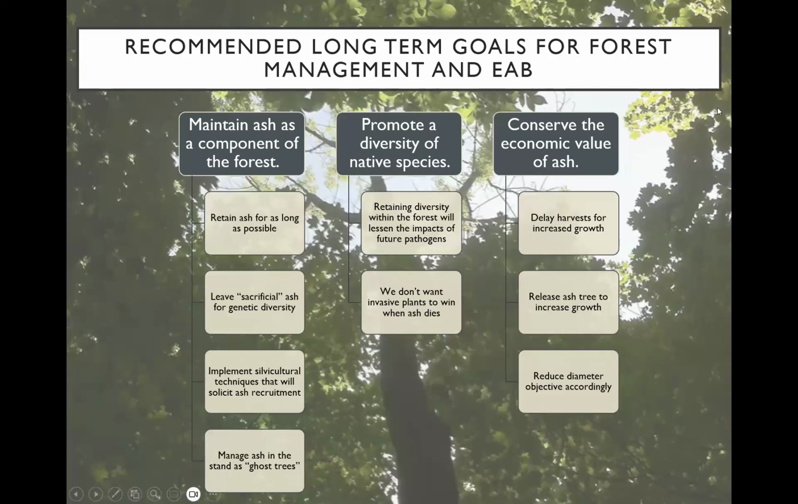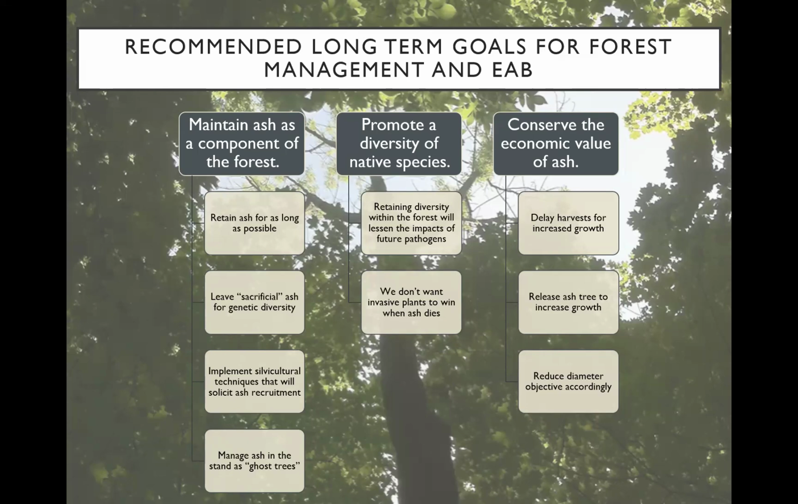And then there's also this idea of conserving the economic value of ash. Ash is a very valuable tree economically. And so you want to make sure that you're not prematurely harvesting ash because there's a lot of value in that. So getting the timing right is really tricky. This is where you really want to work with your consulting forester and have a plan, not be trying to make a plan at the 11th hour, because it might be hard to really conserve that economic value.